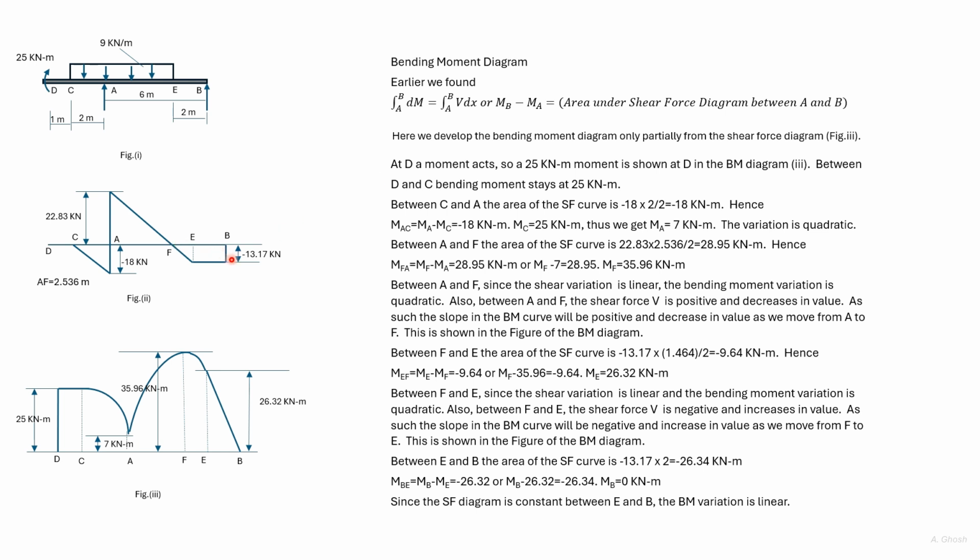Between E and B, the area of the shear force diagram is this value into 2, which we see here. Hence, MBE is MB minus ME, which is minus 26.32. Now ME is 26.32. So MB is 0. We have given the whole bending moment diagram.